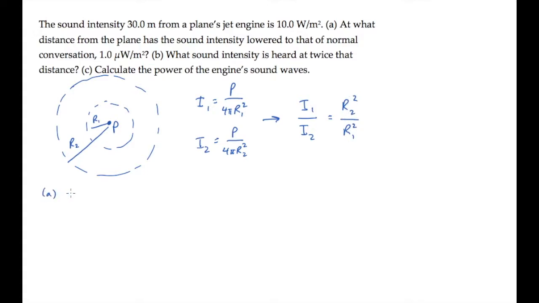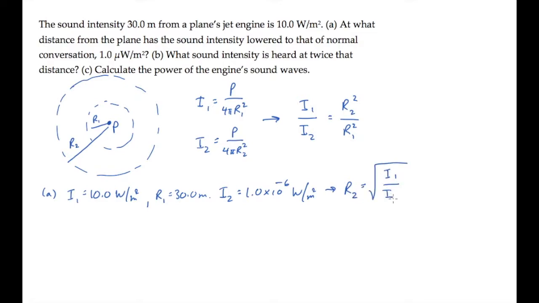So in part A, we can set I1 equal to 10 watts per meter squared, the intensity at a radius of 30 meters from the engine, and we can set I2 equal to 1 microwatt per square meter, the intensity of normal conversation. And we can solve the expression above for the distance R2, where that intensity is obtained. Substituting the known values and calculating gives us a distance of 95 kilometers.